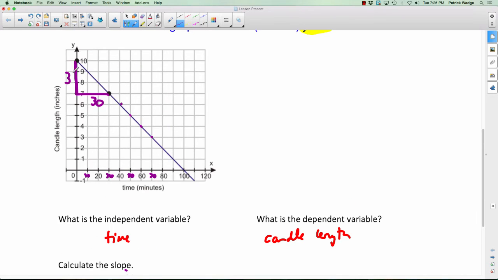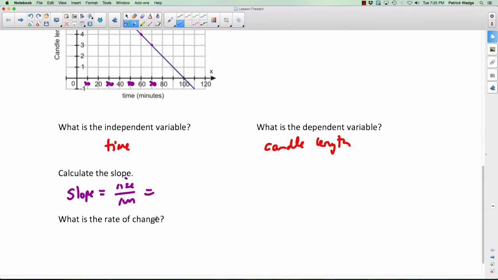So calculate the slope. The slope is rise over run. So it's not 3 over 3, it's 3 over 30. Hey, we could put that in lowest terms. You could divide them both by 3. You get 1 over 10. That's the slope. Now, what's the rate of change? Well, the rate of change is just equal to the slope. So the rate of change is 1 over 10.